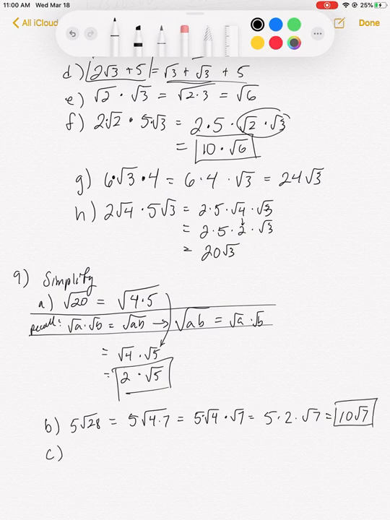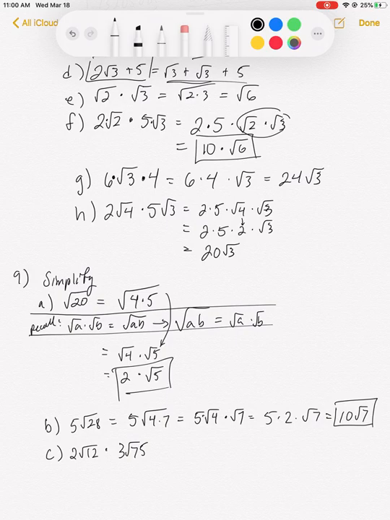C, we have 2 square root 12 times 3 square root 75. And what we can do with this one is we'll also think about ways to break apart or factor 12 and 75 into perfect squares. Okay, so go ahead and take a minute to work on that one. Pause the video, and when you're finished, you can resume.